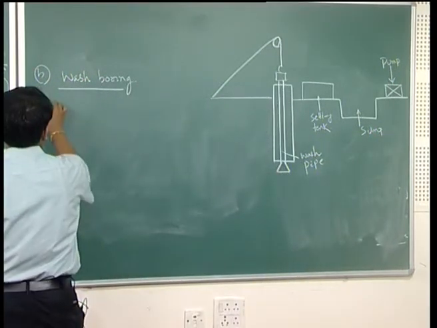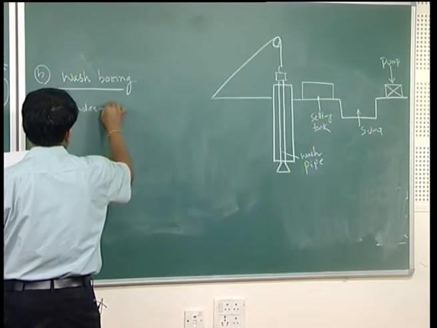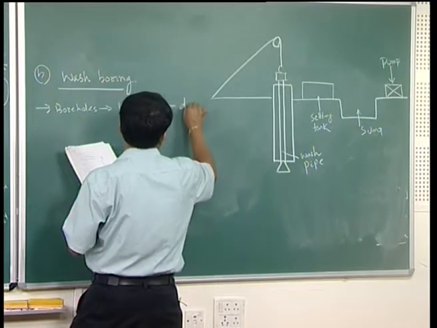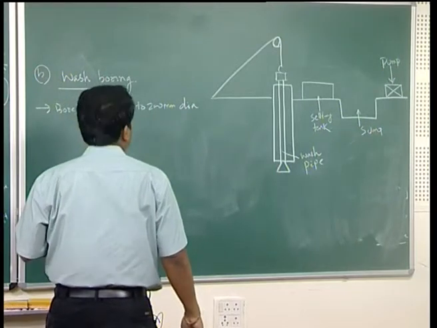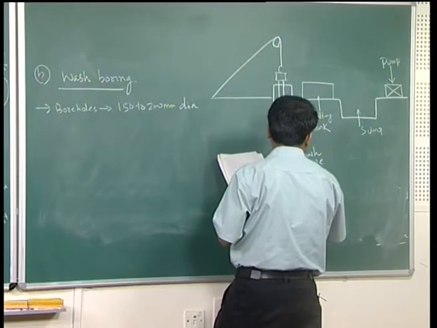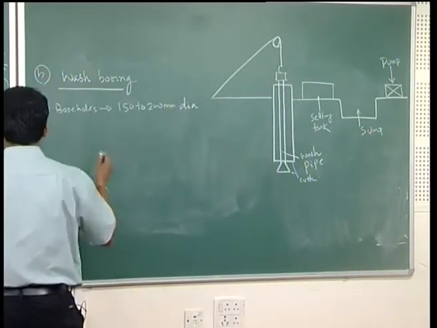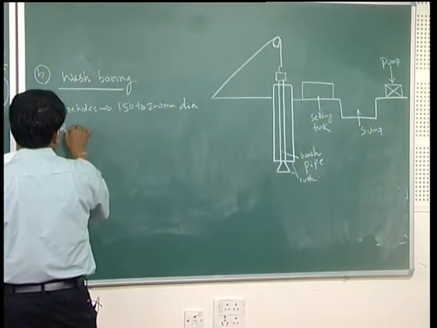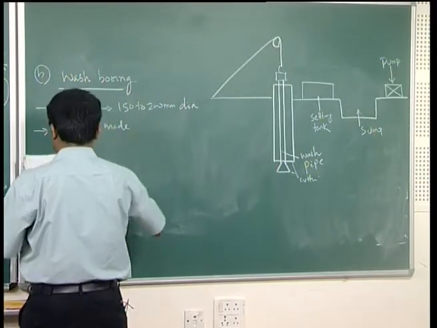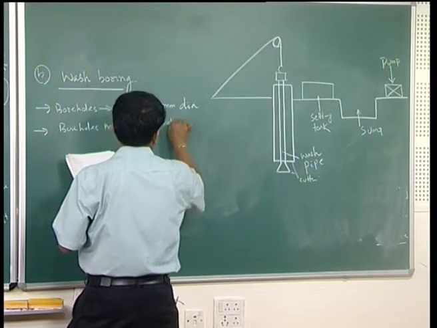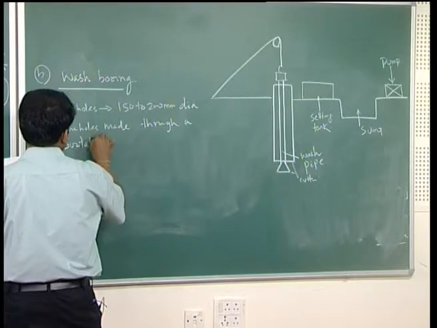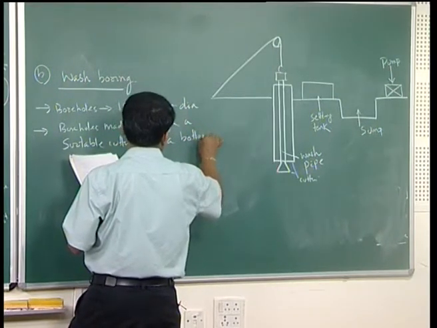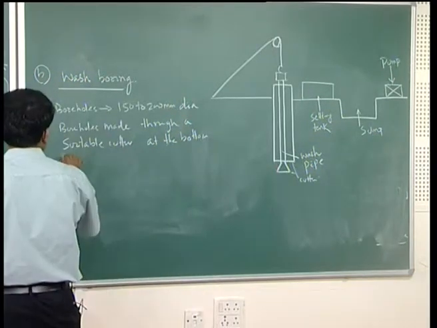Now, in this wash boring, boreholes are made generally 150 to 200 mm in diameter with a suitable cutter at the bottom of the drilling rod.